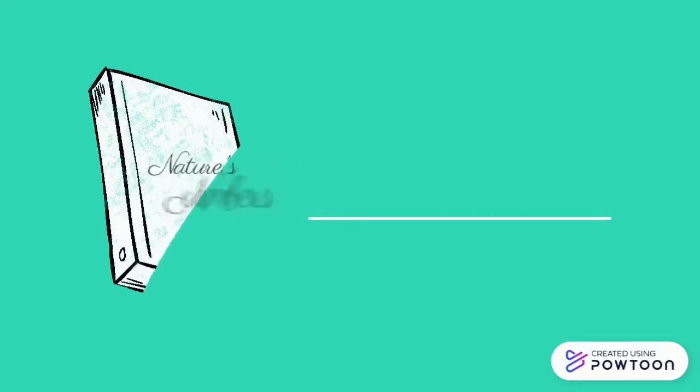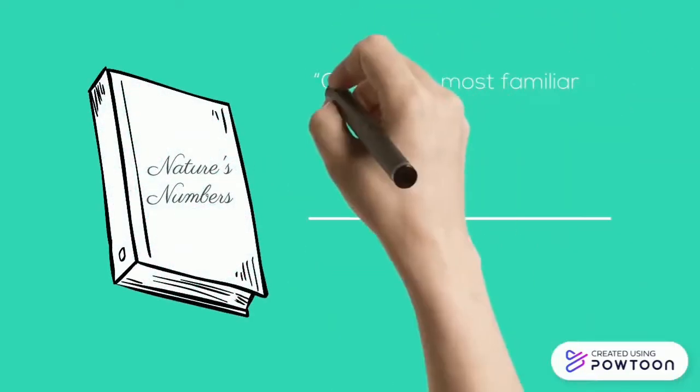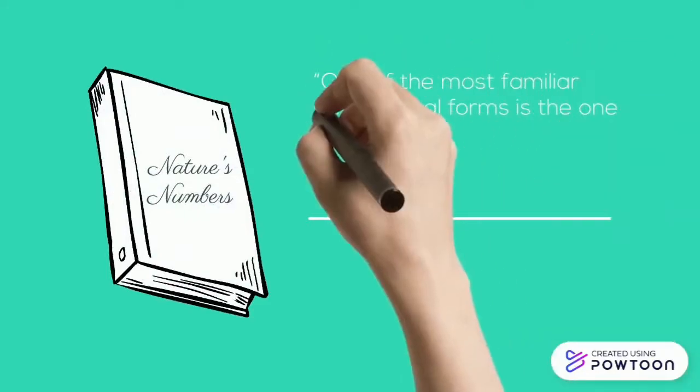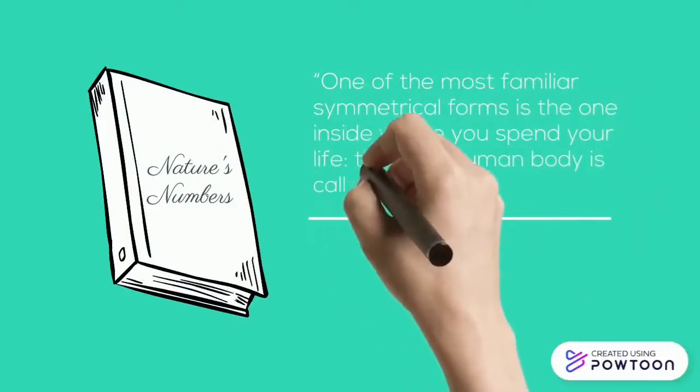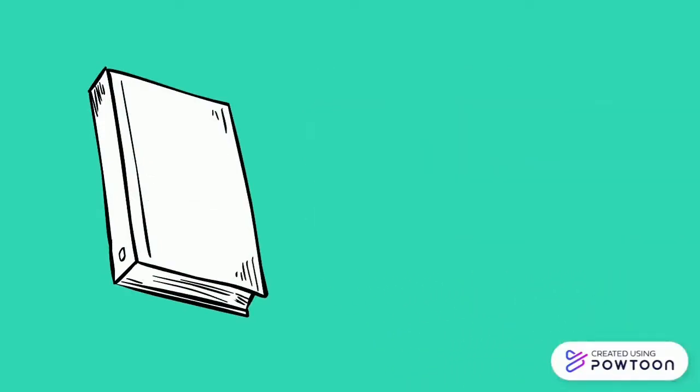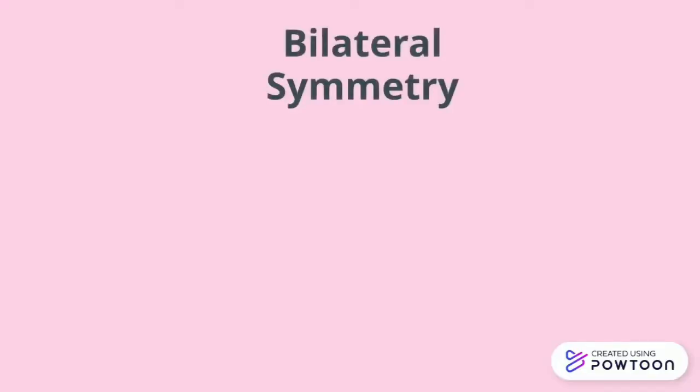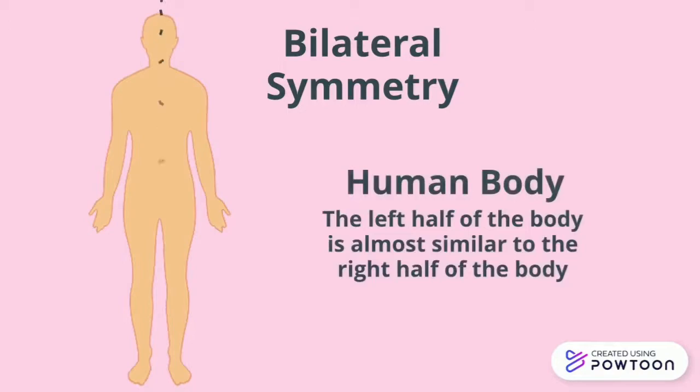In the book, it was said that one of the most familiar symmetrical forms is the one inside where you spend your life. Thus, the human body is called bilaterally symmetric. Bilateral symmetry is a form of symmetry where the opposite sides are similar or can be divided into approximate mirror images of each other. Just like in a human body, the left half of the body is almost similar to the right half of the body.